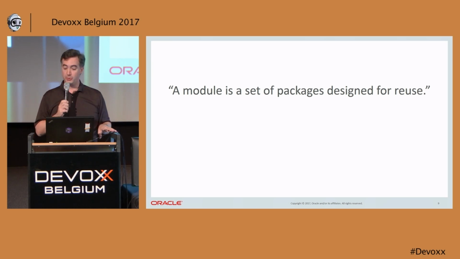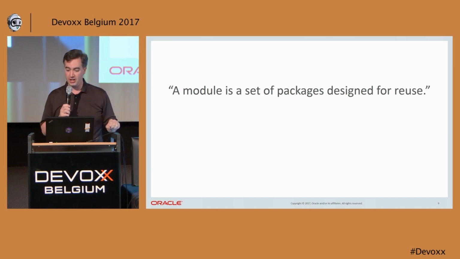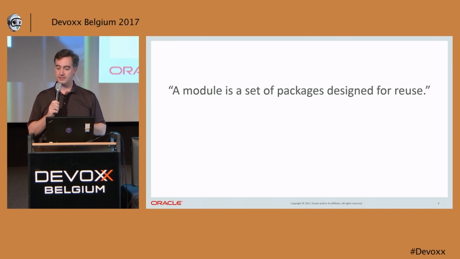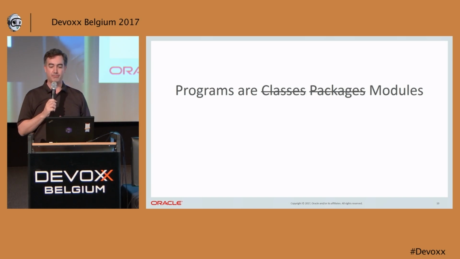A program built of modules will be more reliable than a program built from a loose set of packages in jar files that can access each other freely and that expose too many APIs to the outside world with public. In other words, in JDK 9, programs are modules.